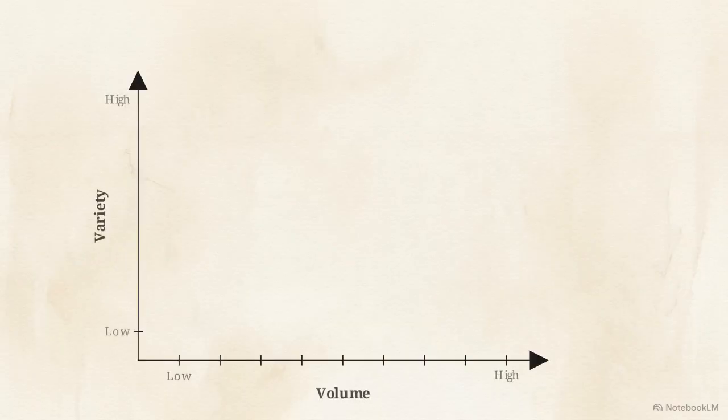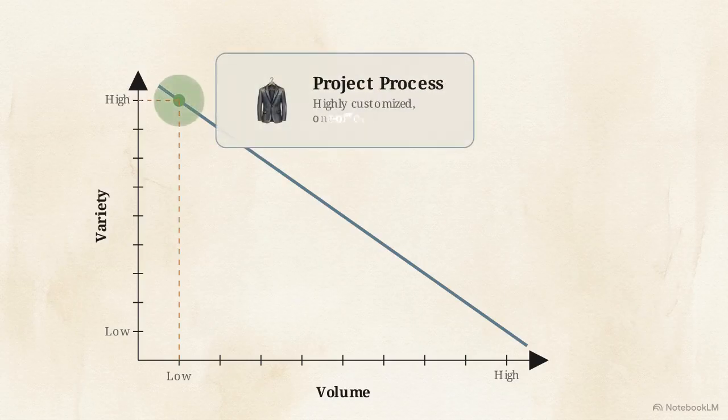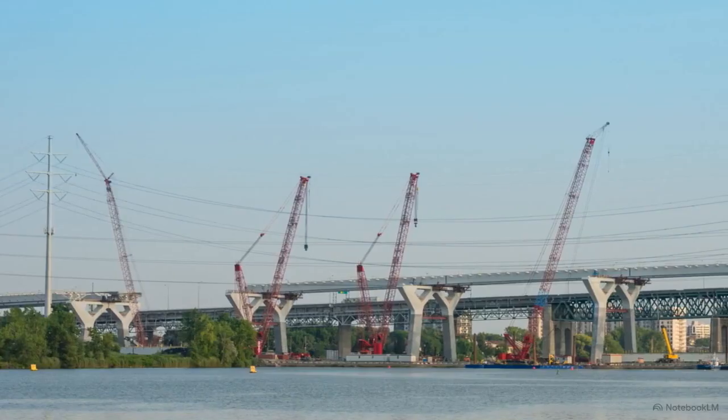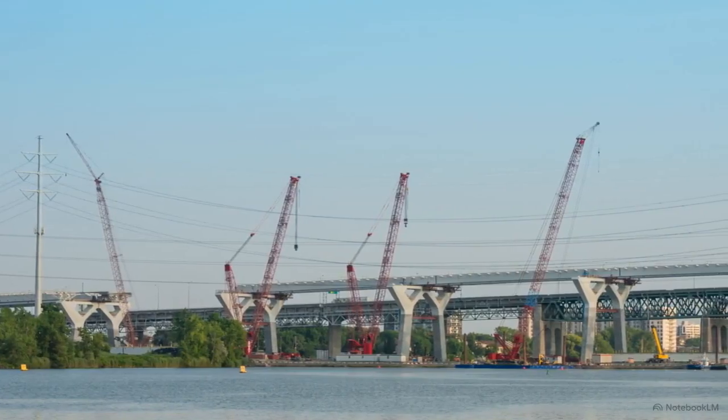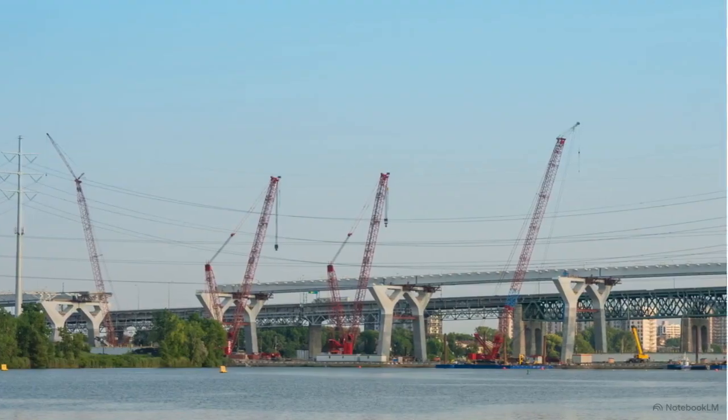Mapping specific operational types along this curve begins in the extreme top left with the project process. This is the domain of highly customized one-off outputs. A bridge construction site illustrates the unique physical constraint. The product stays completely stationary. You must bring the resources, cranes, and labor to it.